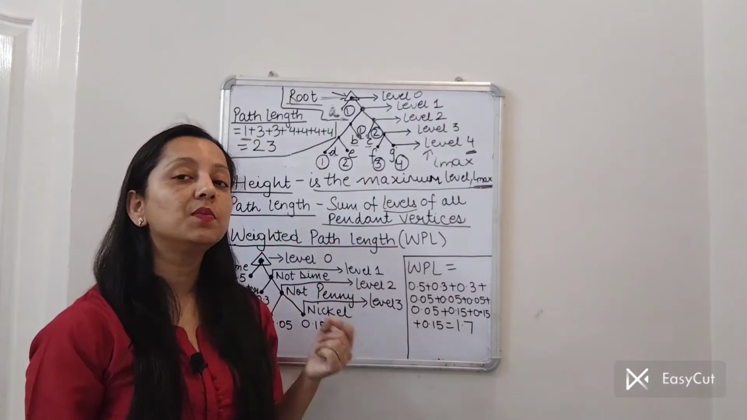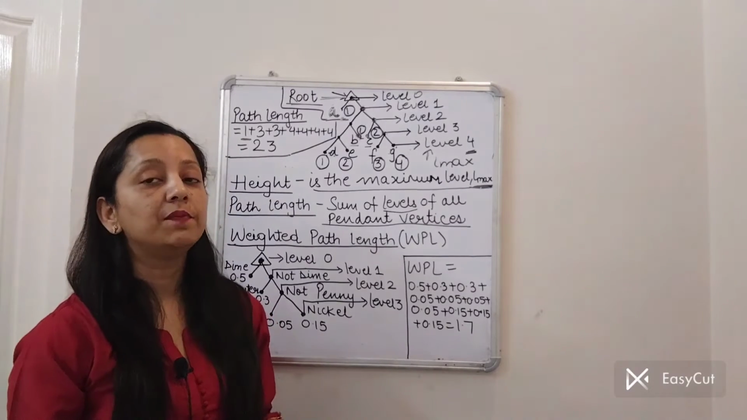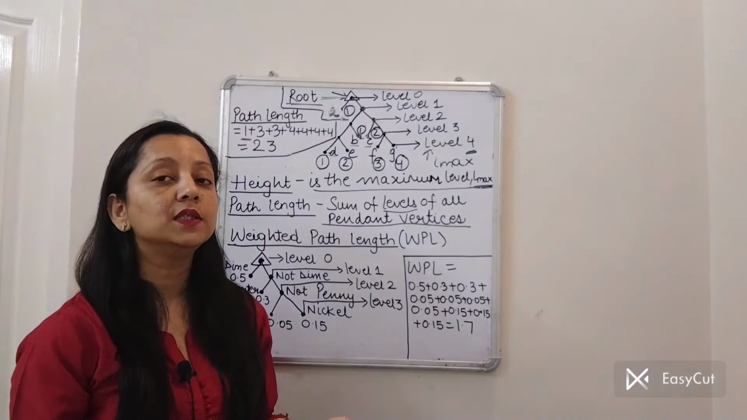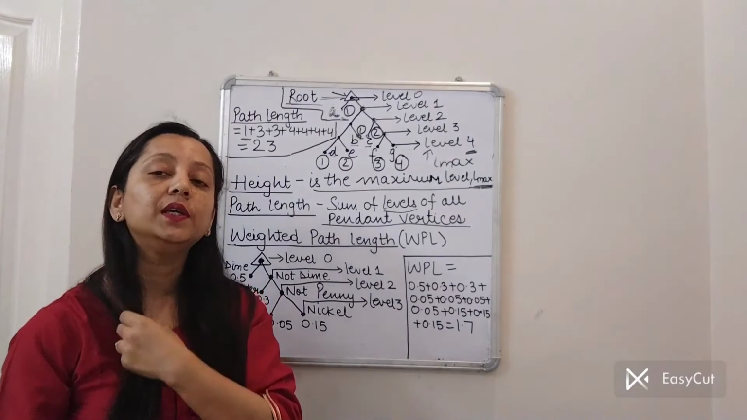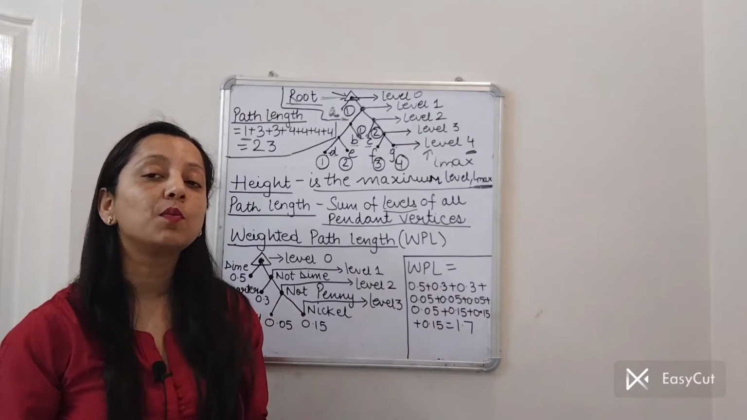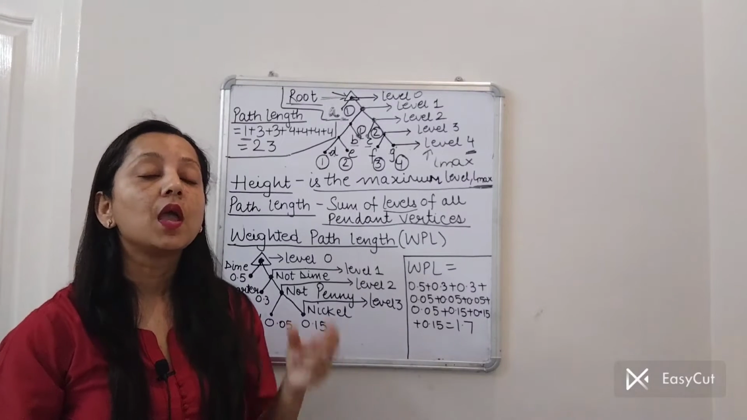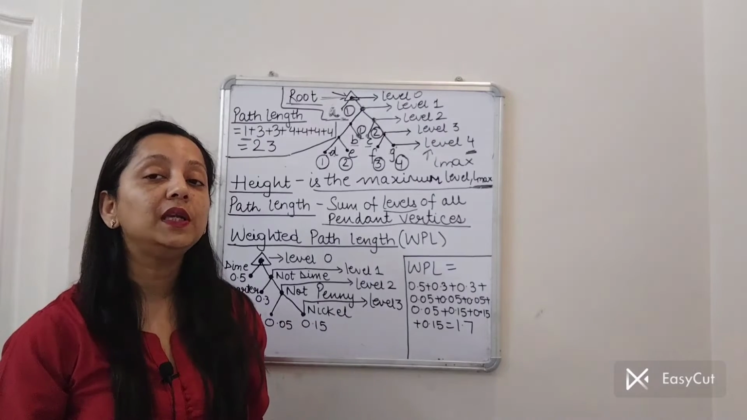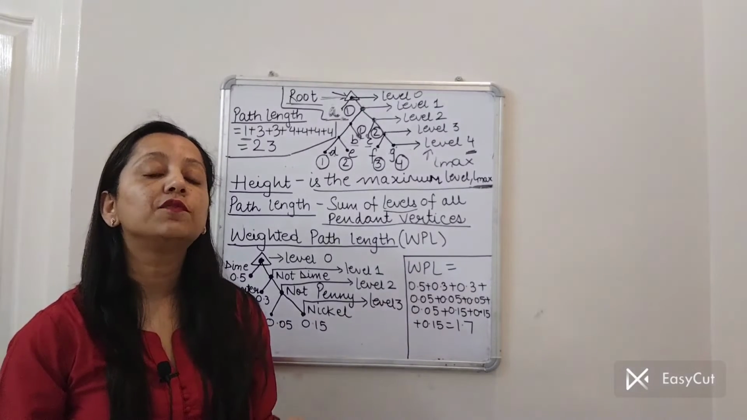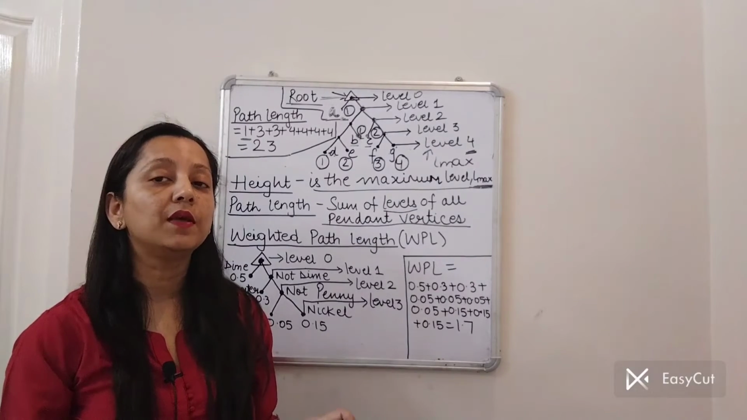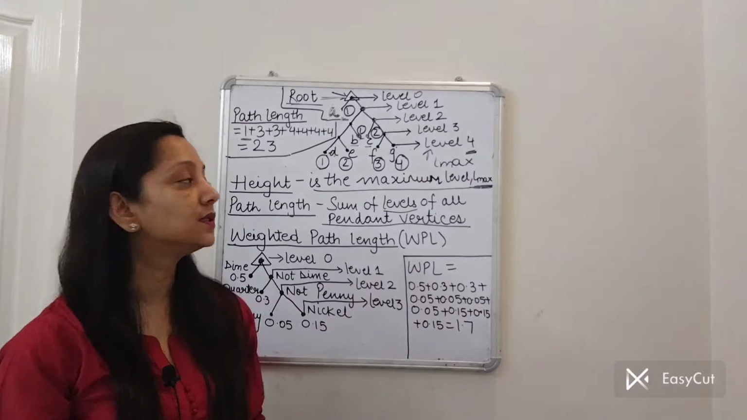So whatever is the maximum level of the binary tree would be the height of that particular binary tree. If a binary tree has maximum of 2 levels, then the height of that binary tree would be 2. If the binary tree has maximum of 5 levels, the height of that particular binary tree would be 5. If a binary tree has maximum of 3 levels, the height would be 3. So basically the height of a binary tree is equal to the maximum level of a binary tree, and that maximum level we denote by L max.